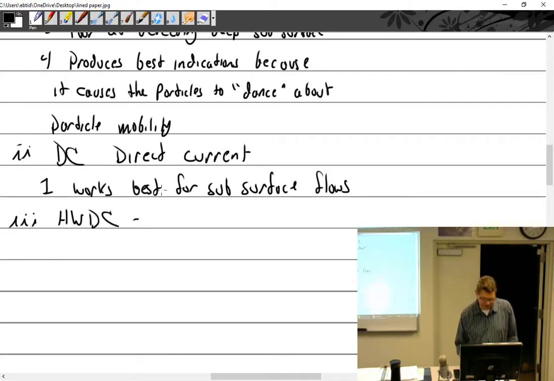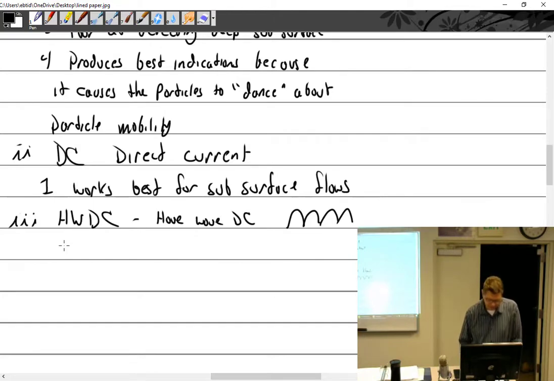Half-wave DC. They also make these versions of half-wave DC, which is where you take the AC and pull out the bottom loop. Is that half wave? Half wave.